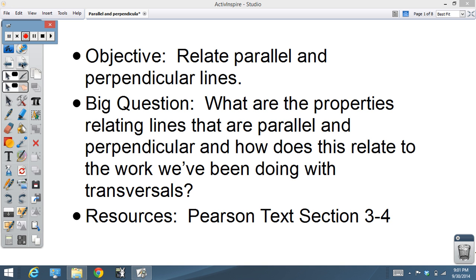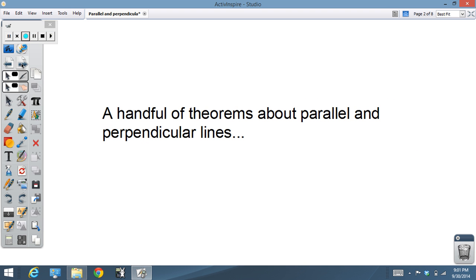So let's move us on over here. Relate parallel and perpendicular lines for our objectives. And we're going to ask the big question: what are the properties relating lines that are parallel and perpendicular, and how does this compare to what we've been doing with transversals? Basically what we've got is a handful of theorems about parallel and perpendicular lines, and I'm just going to present them with a couple of proofs and let you get to work on what we need to get to work on, all right?